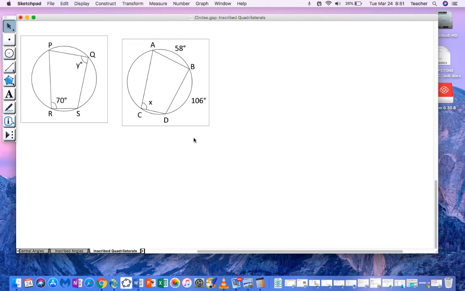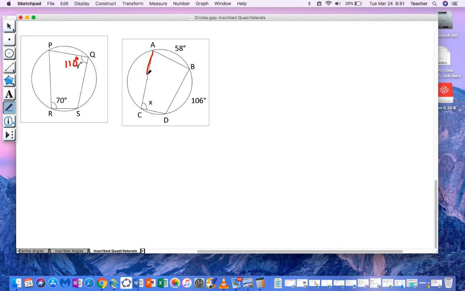All right, a couple more inscribed quadrilaterals. This one's fairly simple if you just understand the idea. Inscribed quadrilaterals, opposites have to be supplementary. So if that's 70, 180 minus 70, that would be 110 degrees. Fairly simple. All right, this one, X.